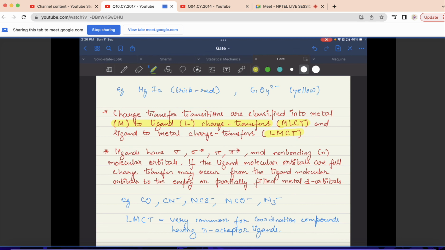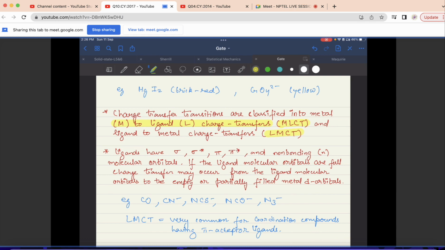There are two other categories also, where two oxidation states of the metal are present. So it will be a metal to metal transition, and if two oxidation states of the ligand are present, then it will be a ligand to ligand transition. But here we will focus on the LMCT first.